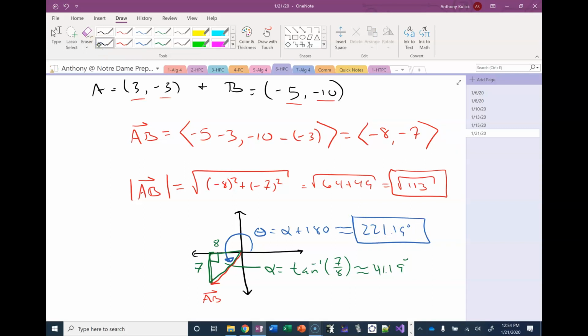Sorry, what was alpha's value? Right here? Yeah, 41.19. You're asking the number. Okay.